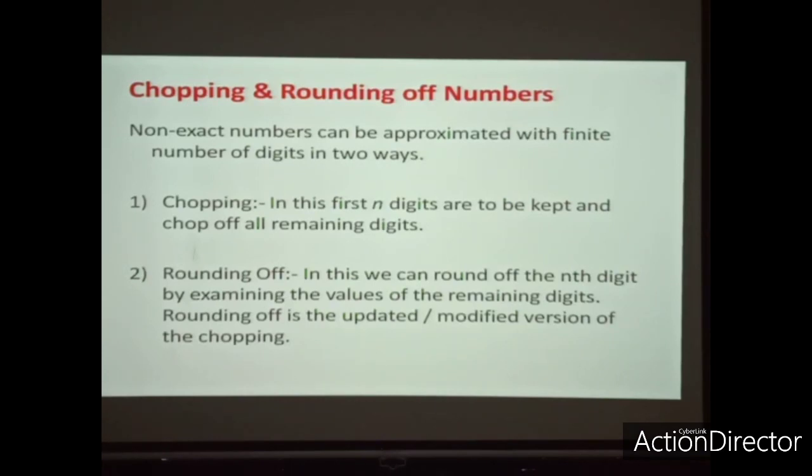What are those ways? Either by chopping or by rounding off. Chopping is one method to make non-exact numbers into approximated numbers, and rounding off is another method to take non-exact numbers to approximate ones. So first of all, we will consider chopping, then rounding off. In chopping, suppose there is a number 1.14, and n digits are to be taken, then we keep the required n digits and cut the digits from the n+1 place to the rest. So chopping, definition-wise, means the first n digits are kept and the remaining digits are chopped off.